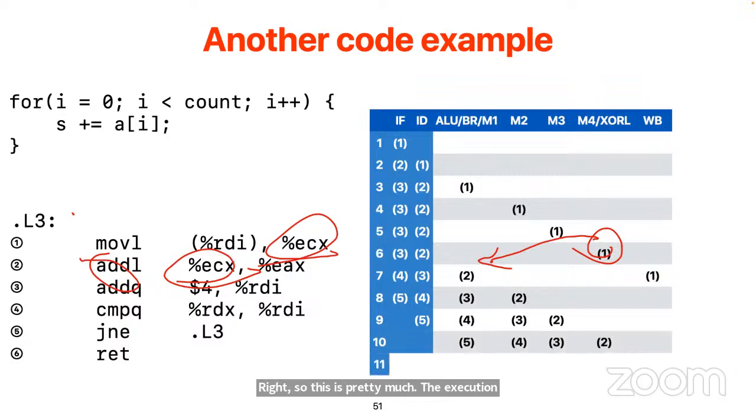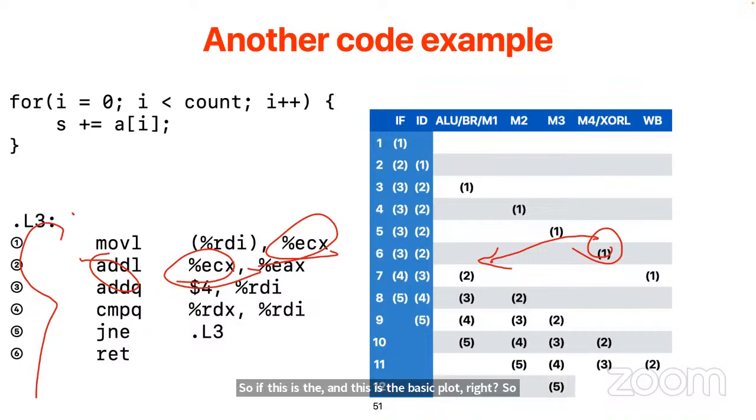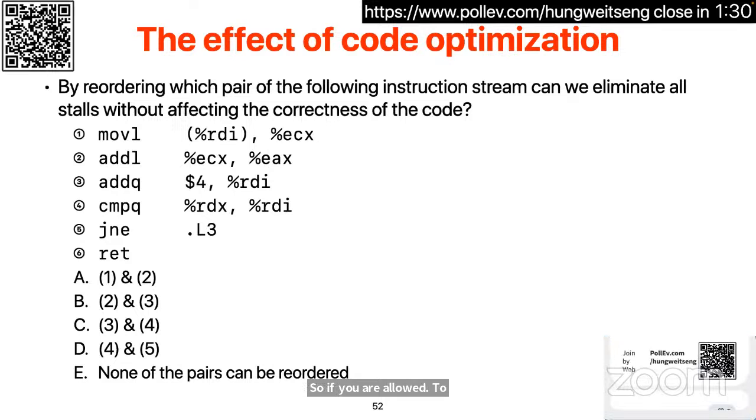So now I have a question for you. If this is the loop and this is the basic block, if you were in the lab lecture, you know the basic block means from the first non-branch instruction until the first branch instruction. So for these 6 instructions, the first 5 instructions are definitely a basic block. If you are the compiler, what pair of instructions would you reorder without affecting the correctness of the code?